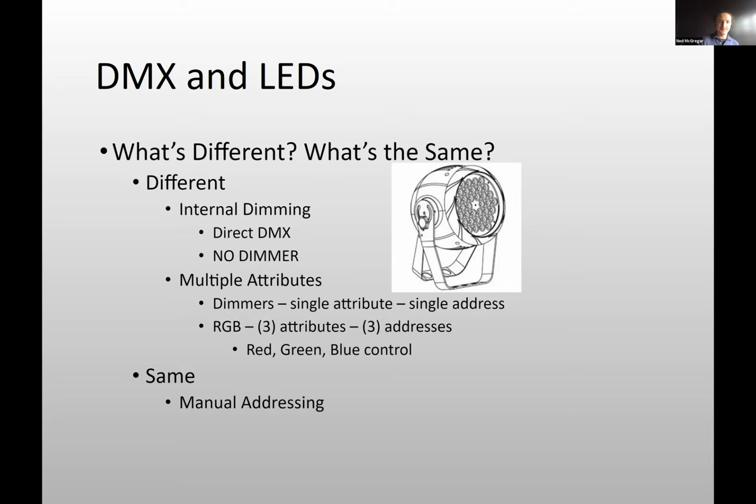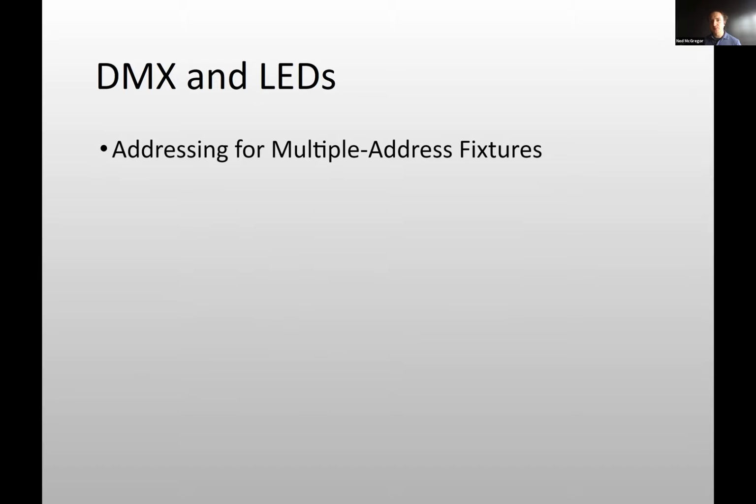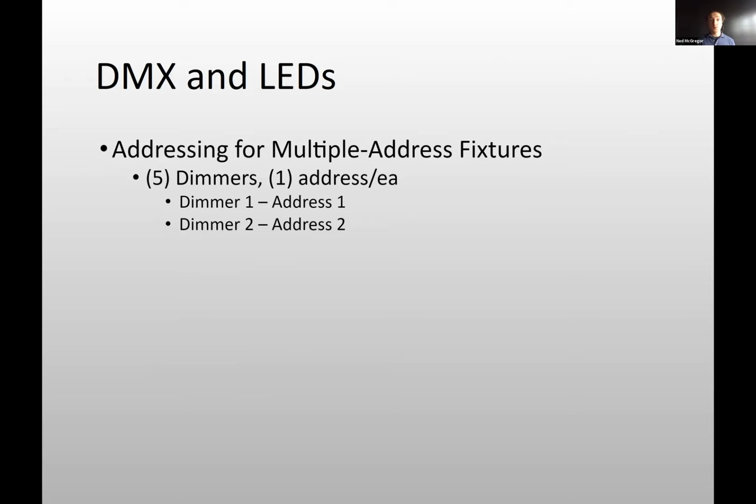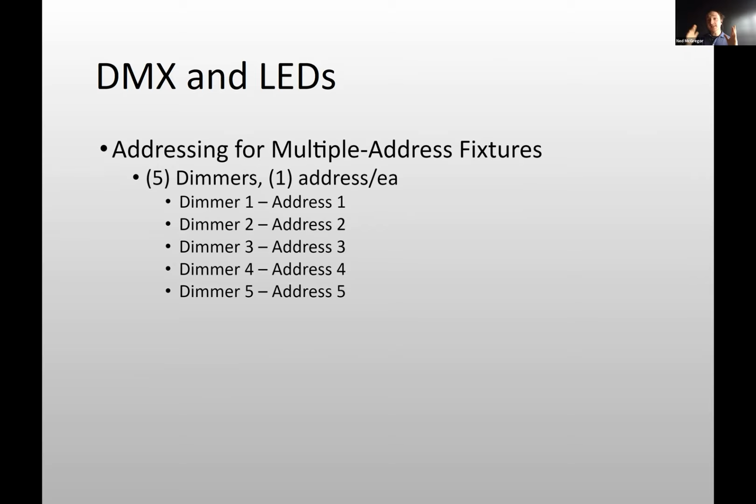So addressing for multiple address fixtures becomes a little bit more mental gymnastics. If I have five dimmers, going back to dimmers for a second, and they're one address each, dimmer one is going to be address one, dimmer two is address two, 3-3, 4-4, 5-5, right? That's pretty easy. Not saying that you can't still make mistakes, not saying that I still haven't made mistakes doing this, but it's a little bit simpler to wrap your head around. One thing in my hand, that's one address. If I have 10 of them, that's 10 addresses.